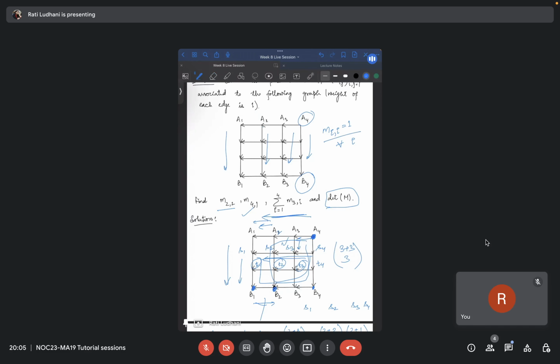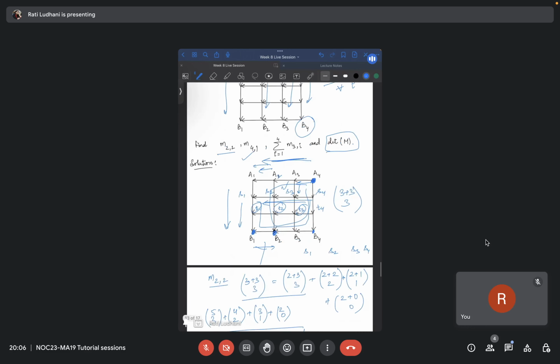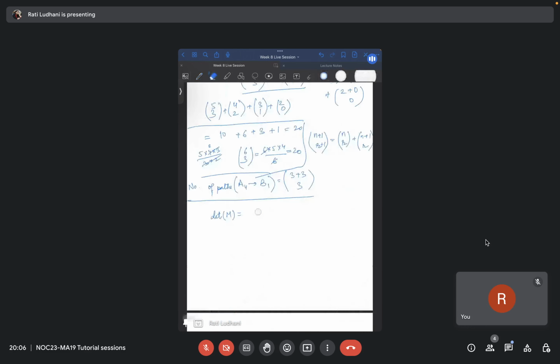So M11, M22, M33 and M44 are actually 1. There is only one path, which is also pairwise non-crossing. So this is just 1. The determinant you will get is 1 only, because there is only one path, W1 to Wn, and all the weights are 1. Is that okay?